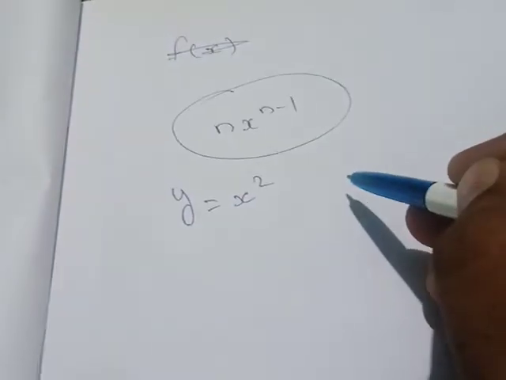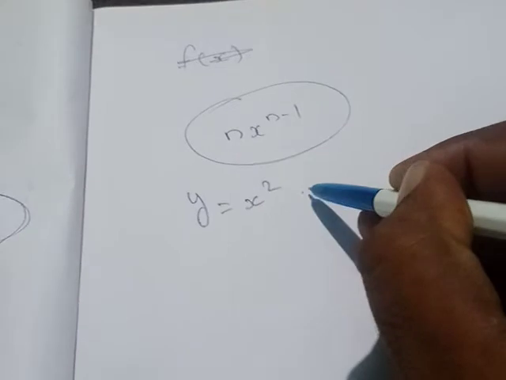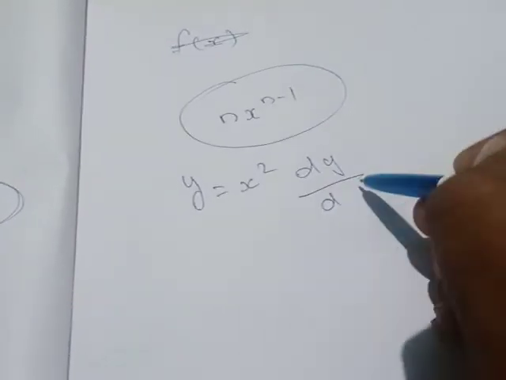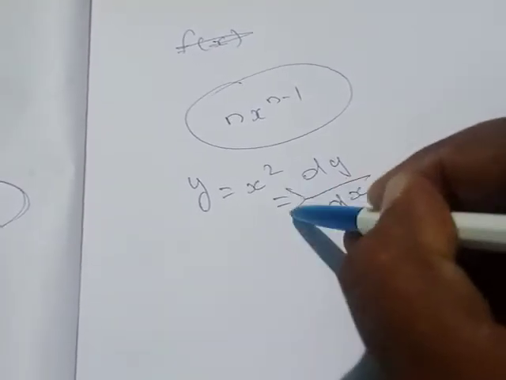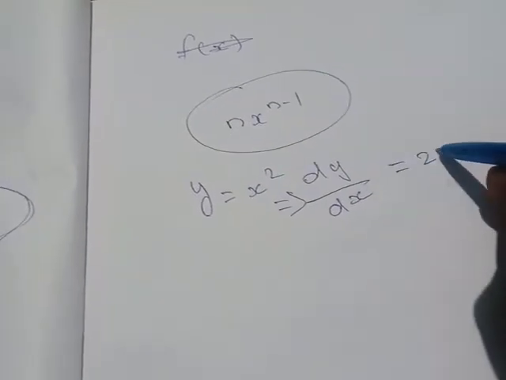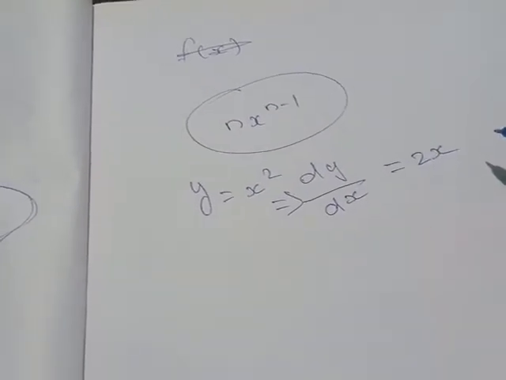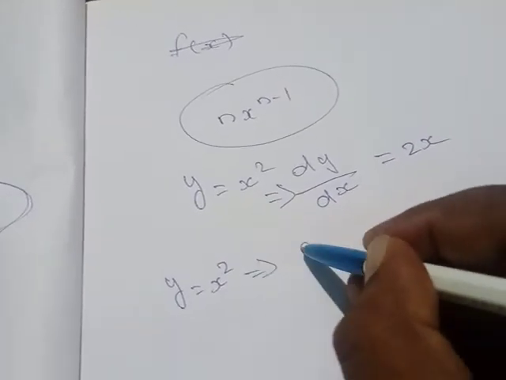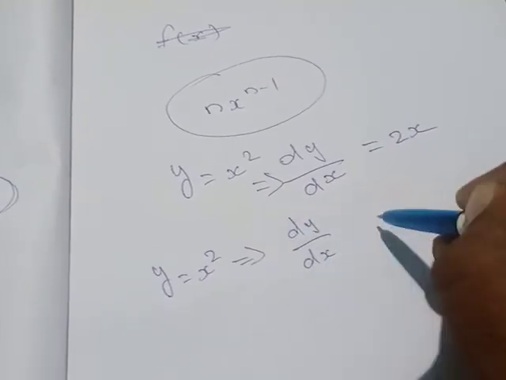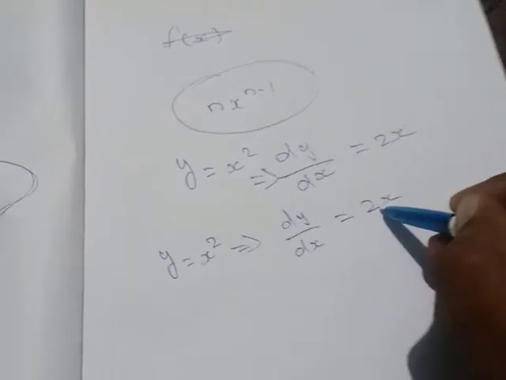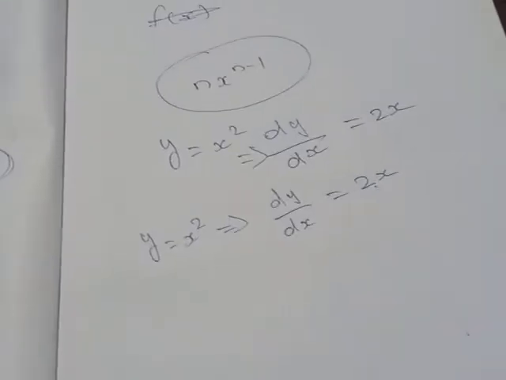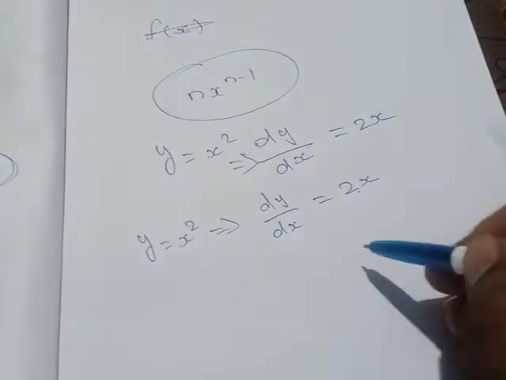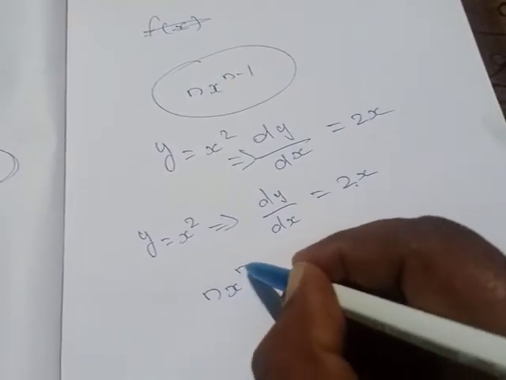y equal to x square means we can write the derivative form dy by dx as 2x. y equal to x square means its derivative form dy by dx is 2x. How did you get this 2x? That is what is important here, because our formula is n x power n minus 1.